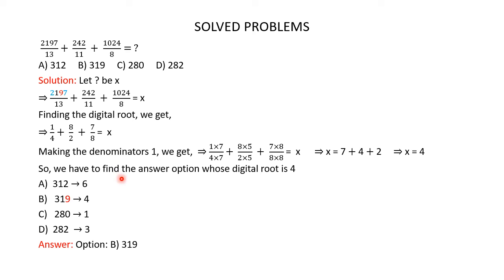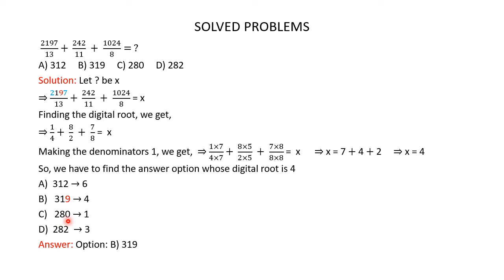This means you have to find the answer option whose digital root is 4. So answer option A is 312. 3 plus 1 is 4, 4 plus 2 is 6. So 6 is the digital root here. Option B is 319. You can ignore the 9 here. 3 plus 1 is 4. So 4 is the digital root here.